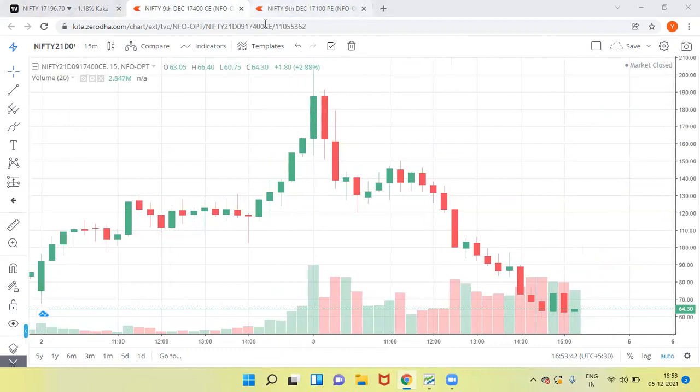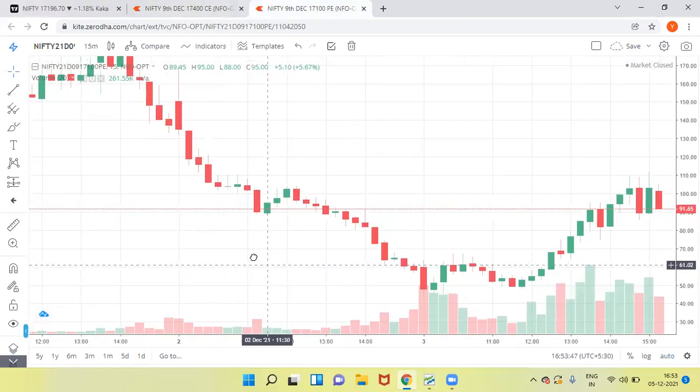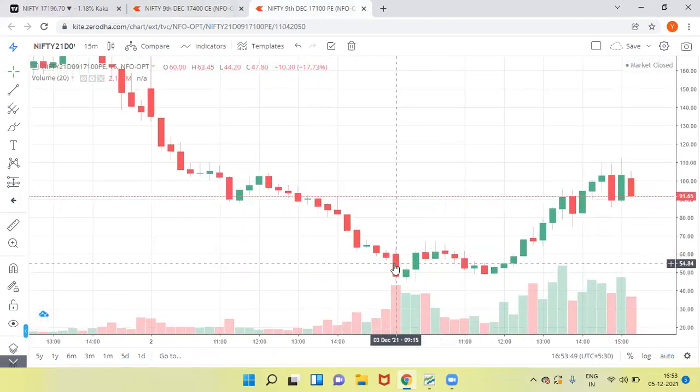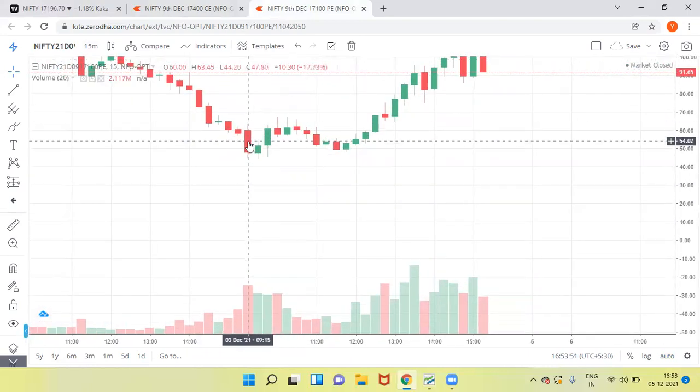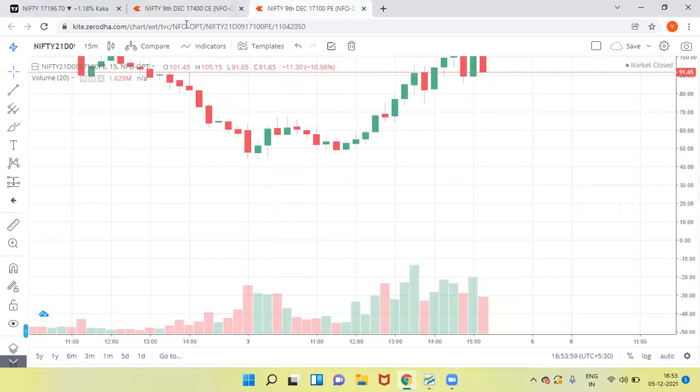And what we have here is the same, starting from here. Right, so let me put it here. Great. So this is the 17,100 put option, same expiry, which is 9th of December. This is the 17,400 call option. This is the 17,100 put option.